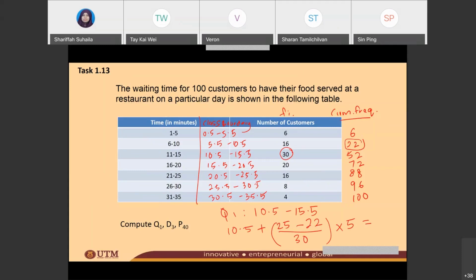So identify your quartile class. It just has I over 4 times N, which is 25. So based on your cumulative frequency, the 25th observation lies in your third class interval. So this is your class boundary, 10.5 up to 15.5. So lower class boundary 10.5. Your I over 4 times N is 25. Capital F, the cumulative frequency before the quartile class, is 22, divided by 30 times 5.